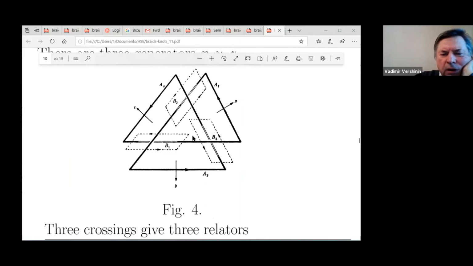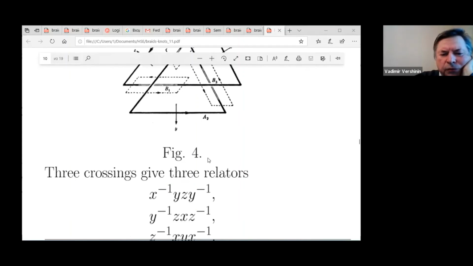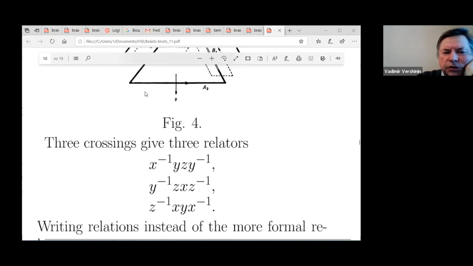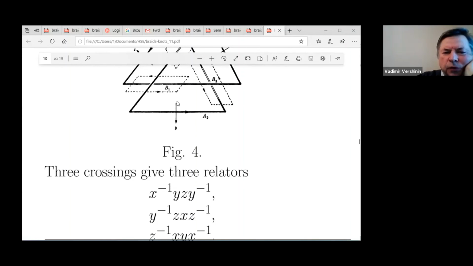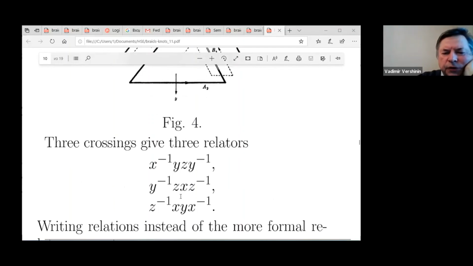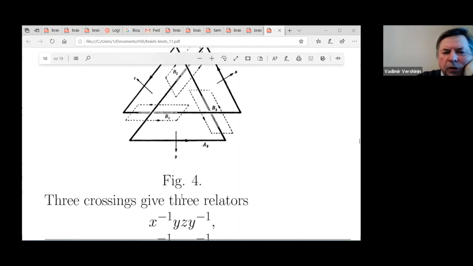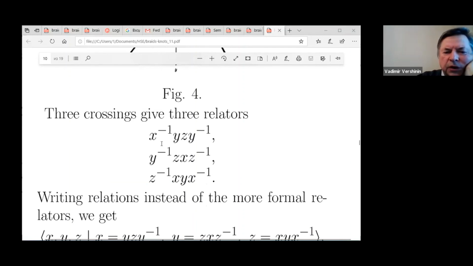The same way in all three crossings you get this relator. So it is positive. If you write it in the form X is equal to Y, Z, Y minus 1, all of them are positive. This is positive, right? So we have 3 relators.